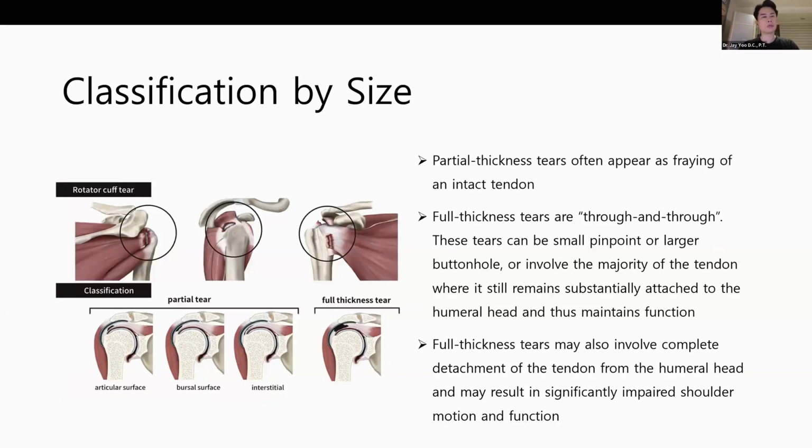We can classify by size: partial thickness and full thickness. Partial thickness often appears as a fraying of the intact tendon. And a full thickness tear is drawn and drawn. This tear can be a small button or large buttonhole, or involve the majority of the tendon, while still remaining intact to the humeral head, and thus maintaining function.